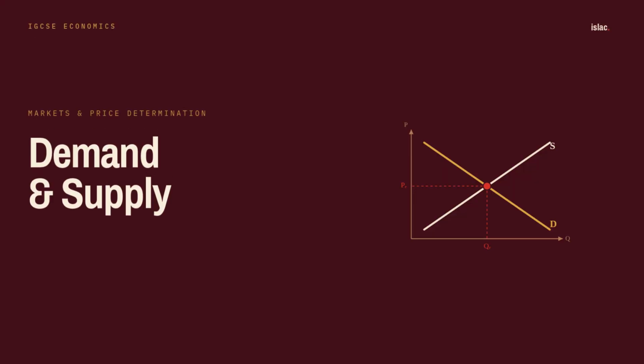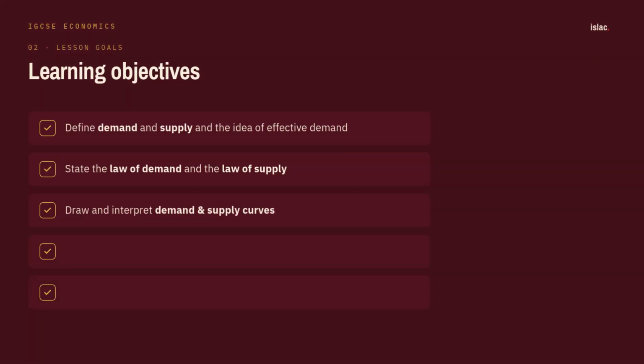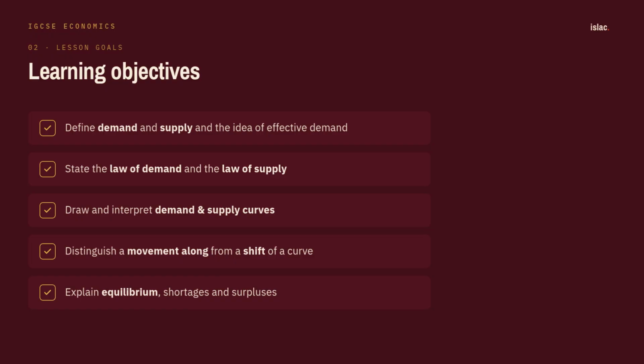Welcome. Today we build the core model of microeconomics, demand and supply, and see exactly how buyers and sellers meet in a market to set the price of almost everything. Here are our 5 goals. By the end you'll draw both curves, tell a movement apart from a shift, and explain clearly how a market reaches its equilibrium.